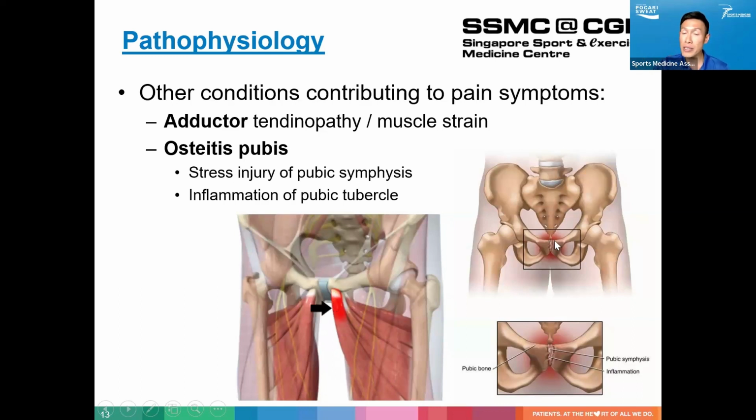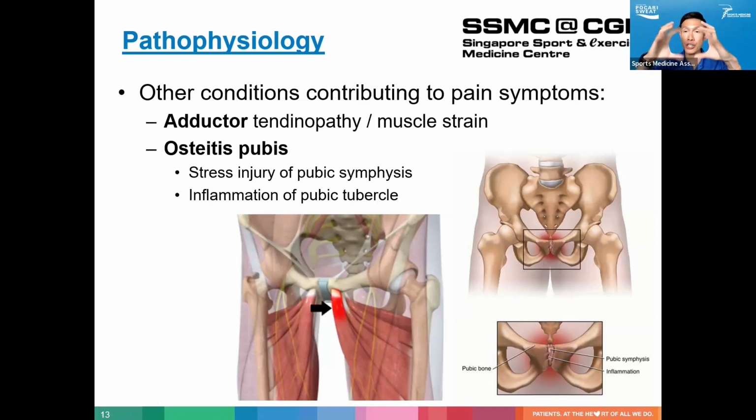So osteitis pubis is, if you remember, the fourth entity, which is pubic related kind of groin pain. And essentially, it is actually a stress injury of this region, stress injury of the pubic symphysis, right? There is some inflammation of the pubic tubercle. This is actually a joint as well, right? There is actually like a disc, if you may, in this region. It doesn't really move much, right? It's a kind of joint that does not move.